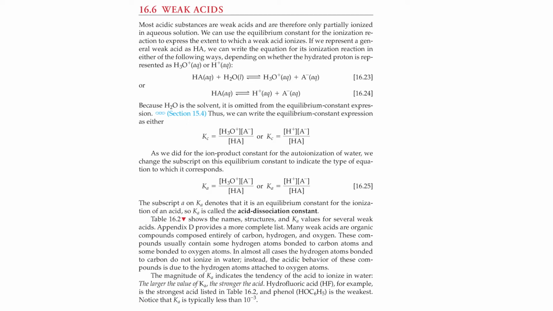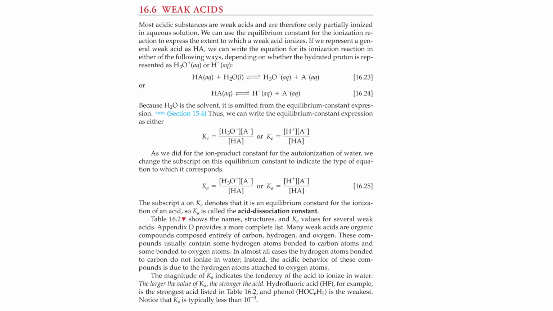Section 16.6 Weak Acids. Most acidic substances are weak acids and therefore only partially ionized in aqueous solution. We can use the equilibrium constant for the ionization reaction to express the extent to which a weak acid ionizes. If we represent the general weak acid as HA, we can write the equation for its ionization reaction in either of the following ways, depending on whether the hydrated proton is represented as a hydronium or as a proton.